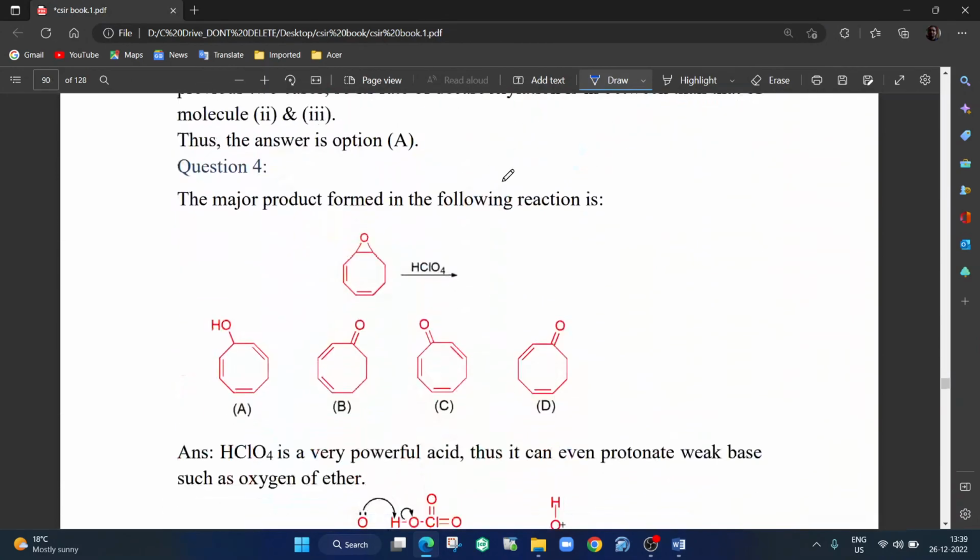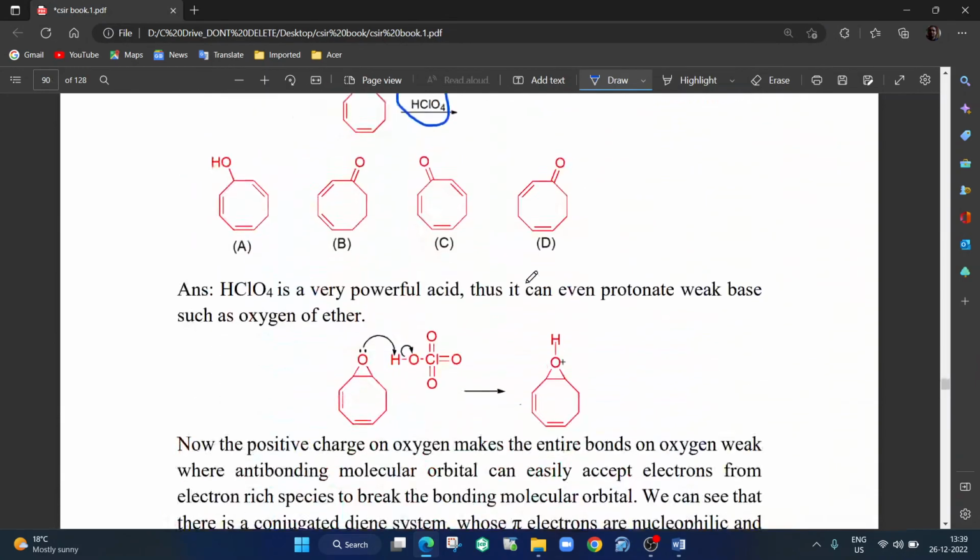The major product formed in the following reaction. This was quite a tough question. Okay, first let us understand, this is HClO4, a very powerful acid. Generally oxygen in ethers and ketones has very low basicity, they don't easily accept a proton, but this is such a powerful acid that even this will get protonated and you get this species.